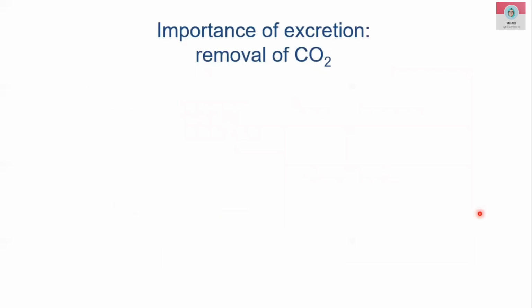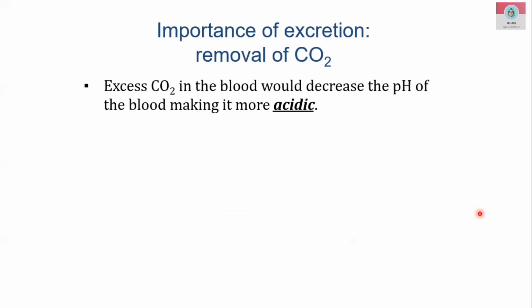So why is it important for us to do excretion or remove any metabolic waste products? For example, carbon dioxide. To link this back to our AS level knowledge, you remember about the transport of carbon dioxide and what it forms when we have a lot of carbon dioxide in our blood. Essentially, any excess carbon dioxide in the blood would cause a decrease in pH, meaning that the blood will become more acidic. That's not good.